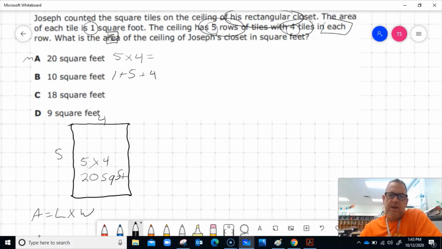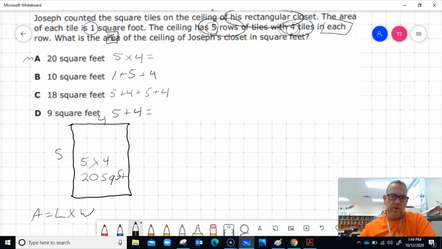It looks like they may have calculated the perimeter instead of doing the area. And I see students do that all the time in 3rd grade. So they did 5 plus 4 plus 5 plus 4 and got 18. And the last one, they recognize that the 5 rows and 4 tiles in each row are important. So it looks like they just did 5 plus 4. We could just call that grab and add.